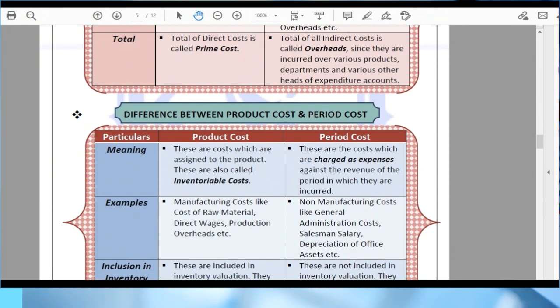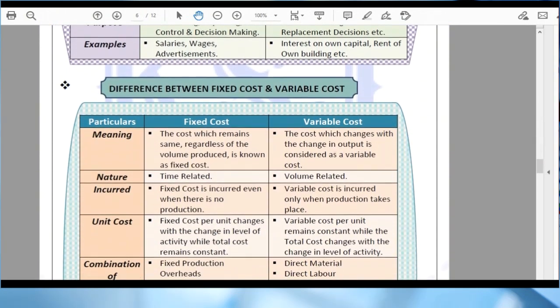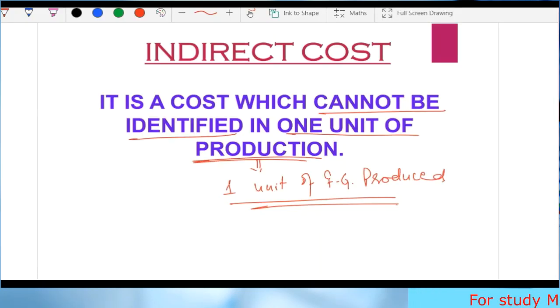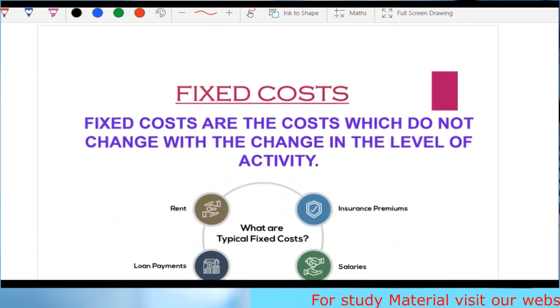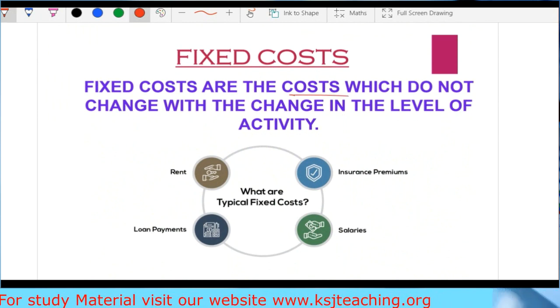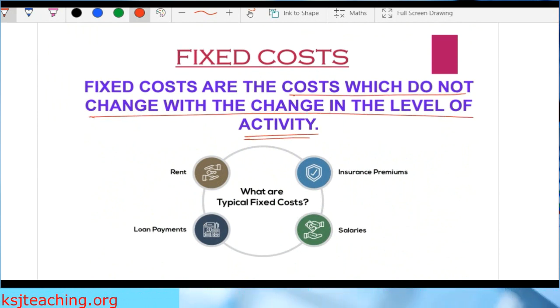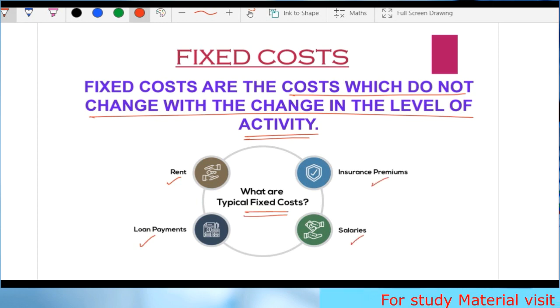Okay. So product and period cost, you can read on your own. Very simple. Explicit and implicit cost, very simple. Now I'll come to fixed cost and variable cost. So this is your fixed cost. Fixed costs are the costs which do not change with the change in the level of activity. I've given some examples like rent, loan payments, salaries, insurance premium. What are the typical fixed costs?